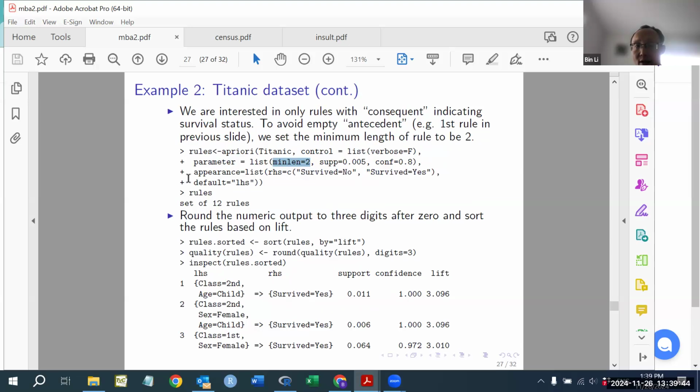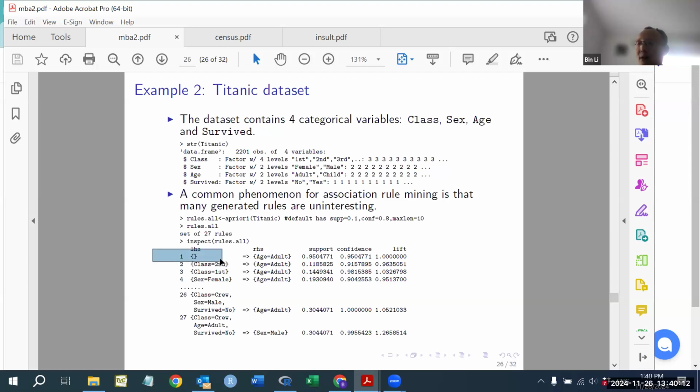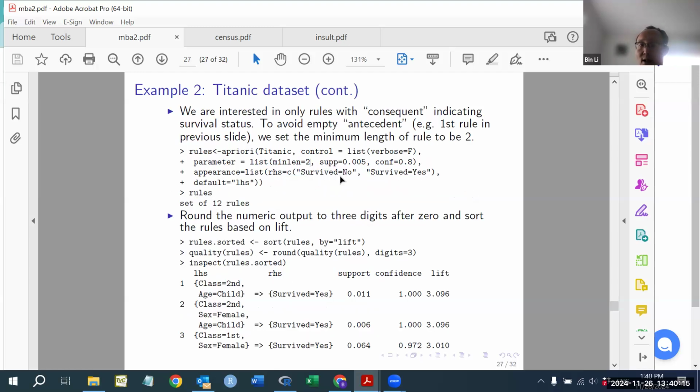Why? Because the right hand side, that's the consequent, has to be either survival is no or survival is yes. So it has to be one of them to be the consequent. And the minimum length has to be 2, so that means the antecedent has to contain at least 1 item. So we will not have this empty set because the minimum length is 2. And we restricted our search so the consequent is related to the survival status, either yes or no.